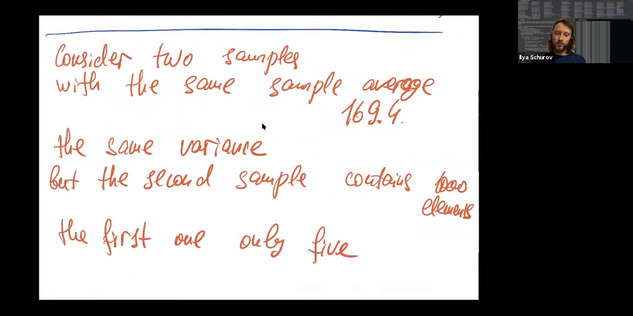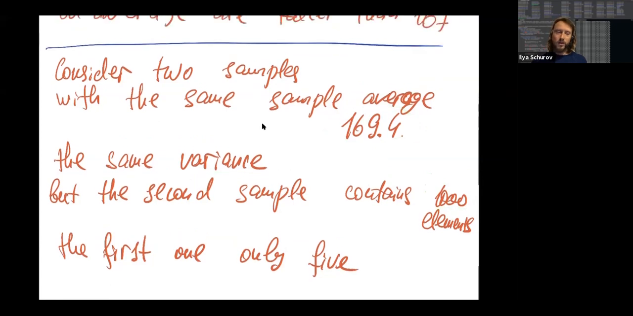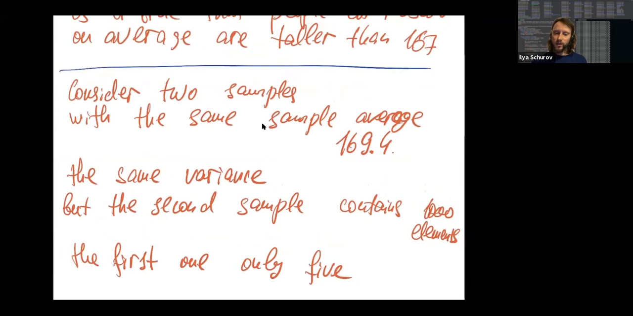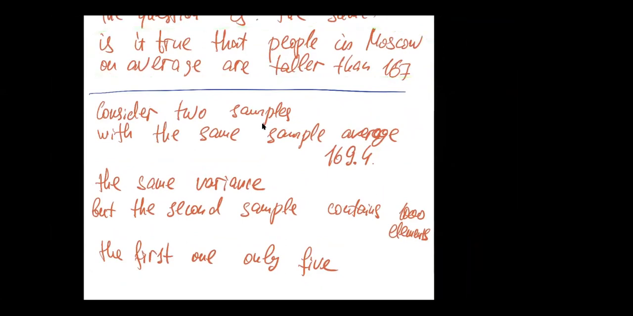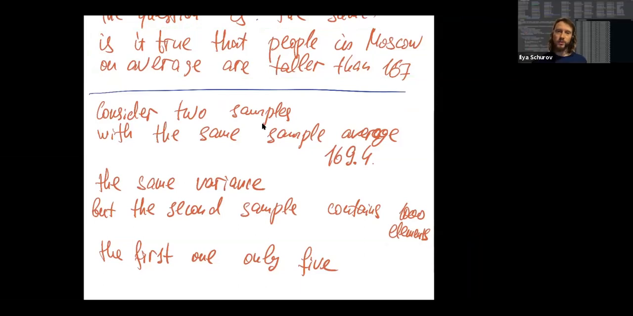We have two experiments. In one experiment, we selected 5 random people in Moscow and obtained a sample with this average and some variance. And in another study, we recruited 1,000 people. And again, we have the same sample average and the same sample variance. Which of these two samples is more convincing if I want to answer positively to this question? The second one, which contains more elements, that is larger. So the larger the sample, the more convincing the conclusions that you obtain using this sample. Great.